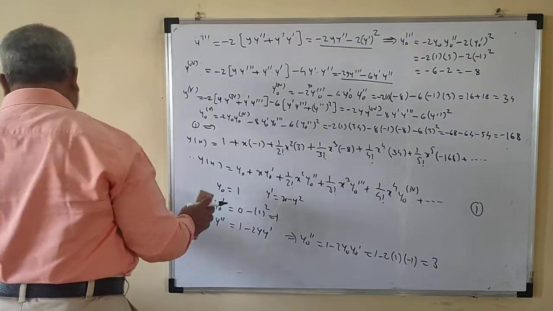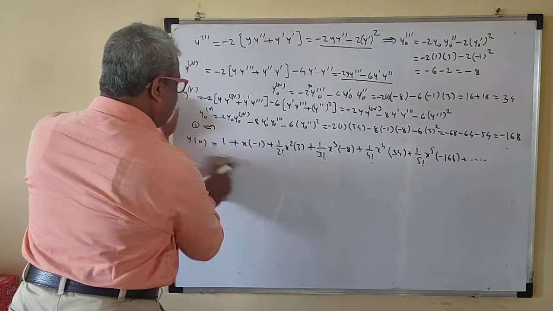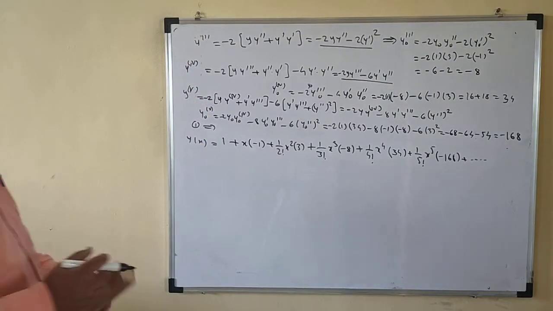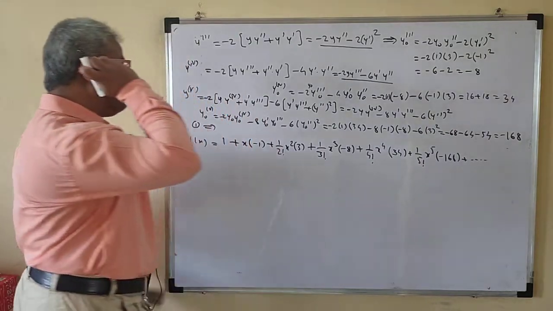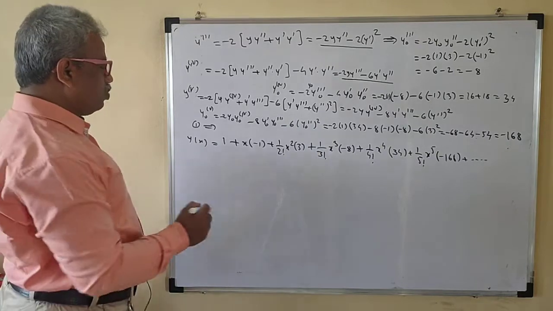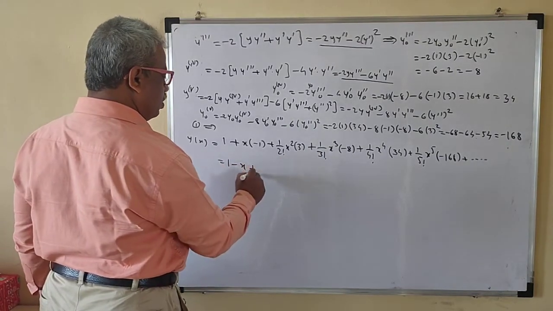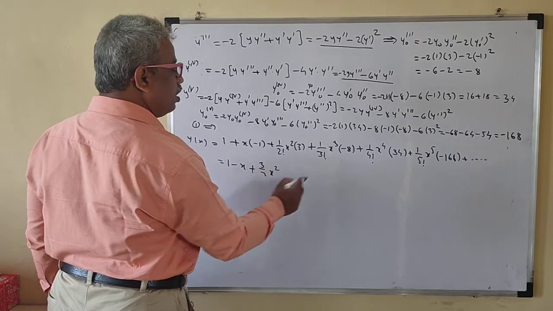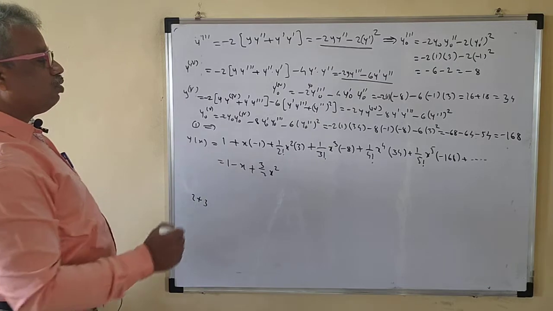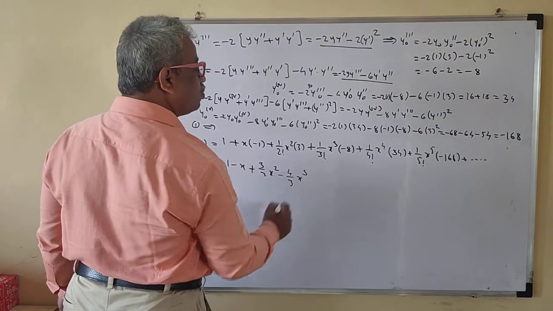Okay, so you may keep this as it is or you may simplify this. If you want to simplify, you can simplify. This is 2 factorial, and if you are interested, you can do this one. So this is 1 minus x. This is 2 factorial, means plus 3 by 2 x square. This 3 factorial means 2 into 3, so that is minus 4 by 3, then minus 4 by 3 x cube.